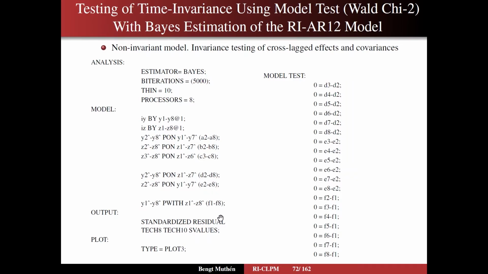And we label them, and then we test in model test whether, for instance, D3 is equal to D2, if the difference is 0. So that's saying that the cross-lagged effect Y2 on Z1 is the same as the cross-lagged effect Y3 on Z2, etc. So here are the cross-lagged effects for Y, and then the cross-lagged effects for Z using the E label, and then you have the covariances here. So this is how you would lay it out.